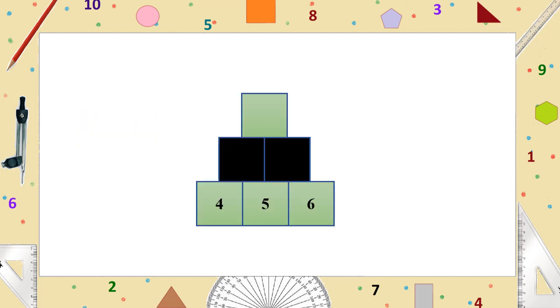Next, look at this pyramid. Here also, only the bottom line numbers are given, that are 4, 5 and 6. Can you find the top layer number without finding the middle layer numbers? You don't have to find the middle layer numbers. From the bottom layer number, you could find the top layer number. What will that be?